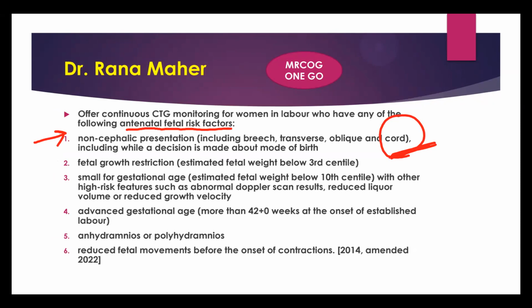Number two will be fetal growth restriction below the third centile, small for gestational age, advanced gestational age, more than 42 weeks, so prolonged pregnancy. Now, one of the indications to have continuous CTG: polyhydramnios or anhydramnios, reduced fetal movements for sure before the onset of the contractions. So it's a very important indication. So again, three indications. If it's a personalized care plan, maternal risk, fetal risk.